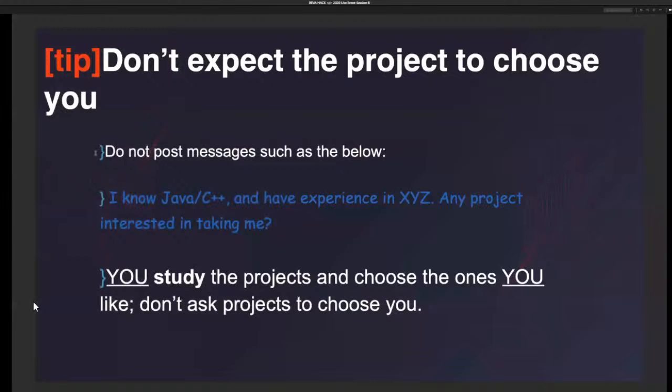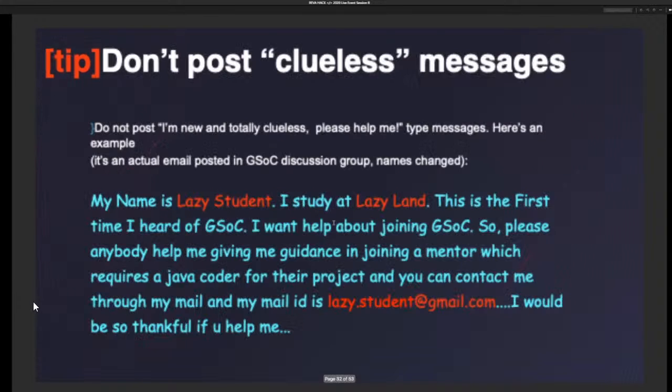Don't post messages in the mailing list like, I know Java, C++, can you suggest me any project? If you are not yourself showing any effort in searching for projects, then others are not going to either. So don't be lazy, give it effort. You are the one who knows your skill set, so you should study the projects and choose the ones that you like. Don't ask the projects to choose you. And this is specific to GSOC. Don't post such messages. It's really not the open source spirit.